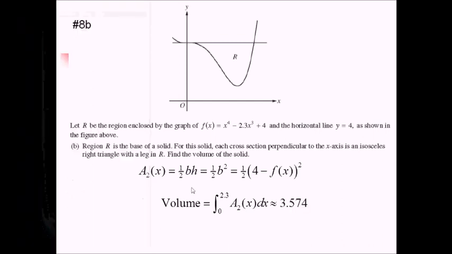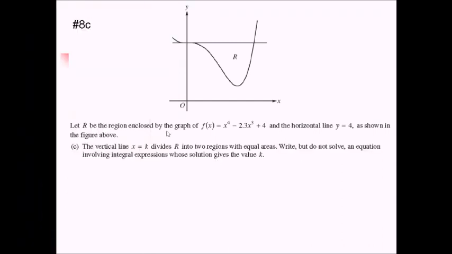For this last part, we're told that there's some vertical line, x equals k, that divides R into two regions of equal area. So I'm just going to draw this out just so we have a visual. They want us to write but not solve an equation involving integrals whose solution gives the value of k. So let's just talk about this area in terms of k. So we can say that the integral from 0 to k of, and how do we get this area? It's just going to be top minus bottom, so 4 minus f of x. So this integral from 0 to k of 4 minus f of x dx has a certain value. What is that value? No idea. But we know that it's equal to the value of this other area over here.